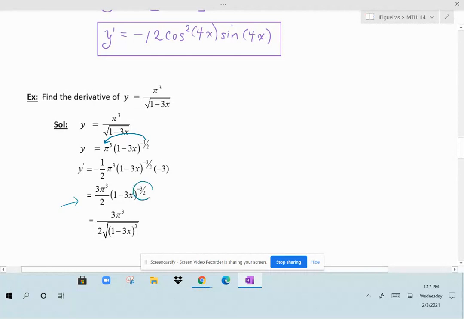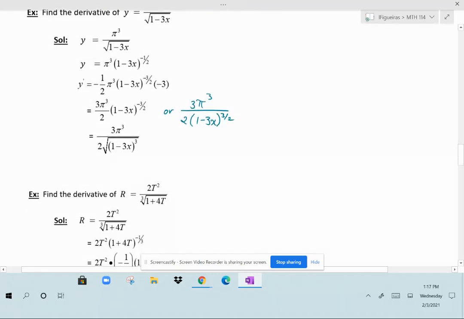But then writing my negative exponent in a different way, without the negative exponent and as a radical, I get 3 pi cubed over 2 square root of 1 minus 3x to the third. You don't have to rewrite it as a radical. Another option would be to write 3 pi cubed over 2 times 1 minus 3x to the positive 3/2. So all of these are equivalent, just written in different ways.